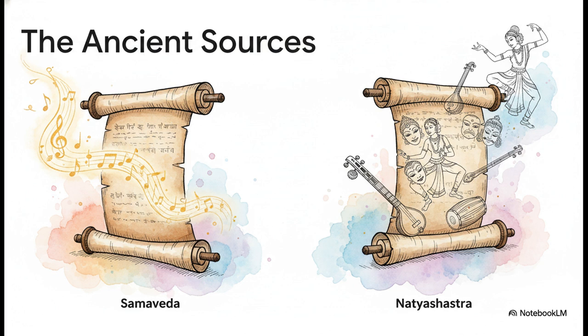On one hand, you've got the Samaveda, one of the oldest scriptures in the world, and it's all about melody and chant. Then you have the Natya Shastra, this massive, incredible text that lays out the theory for music, dance, and drama so perfectly that it's often called the Fifth Veda. Together, these two form the absolute bedrock for everything that follows.